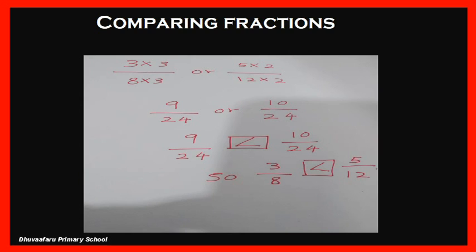In the multiples of 12, the 24 comes by 2. So we have to multiply 12 times 2, which is 24, and 5 times 2, which is 10. So 9 by 24, you have to write the sign here, 10 by 24. Which is greater, students? Yes, 10 by 24 is greater than 9 by 24. So 3 by 8 is less than 5 by 12, or 5 by 12 is greater than 3 by 8.